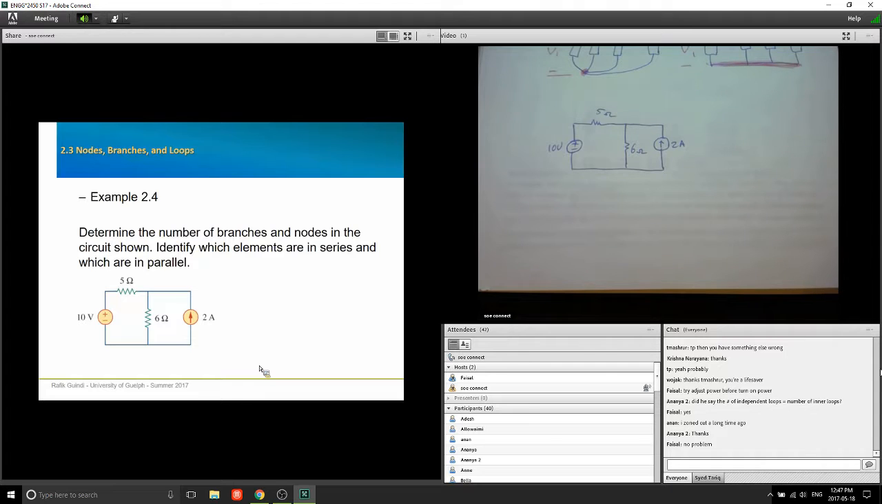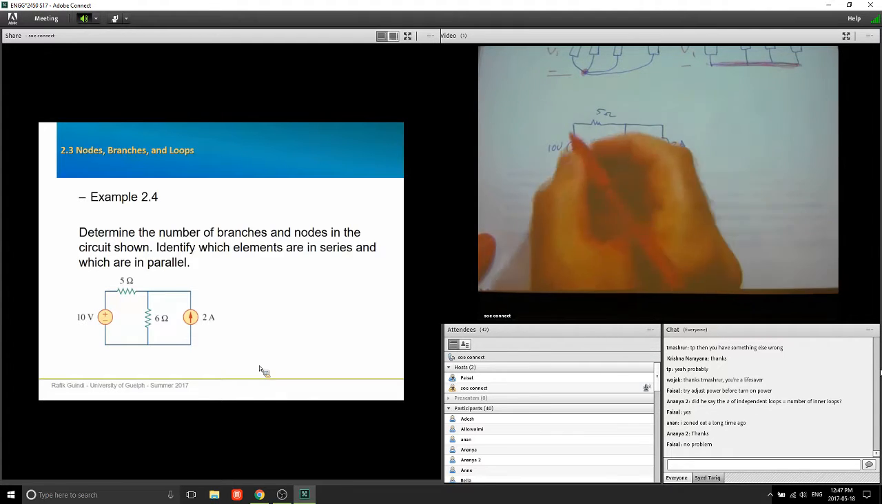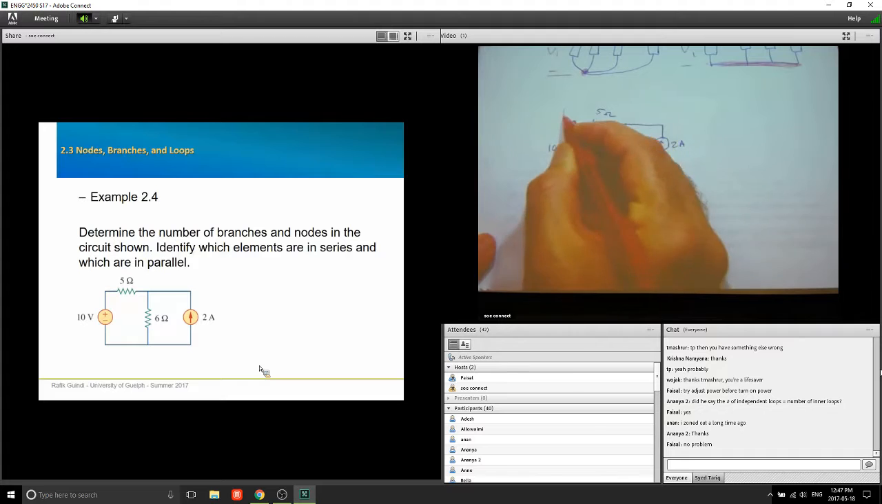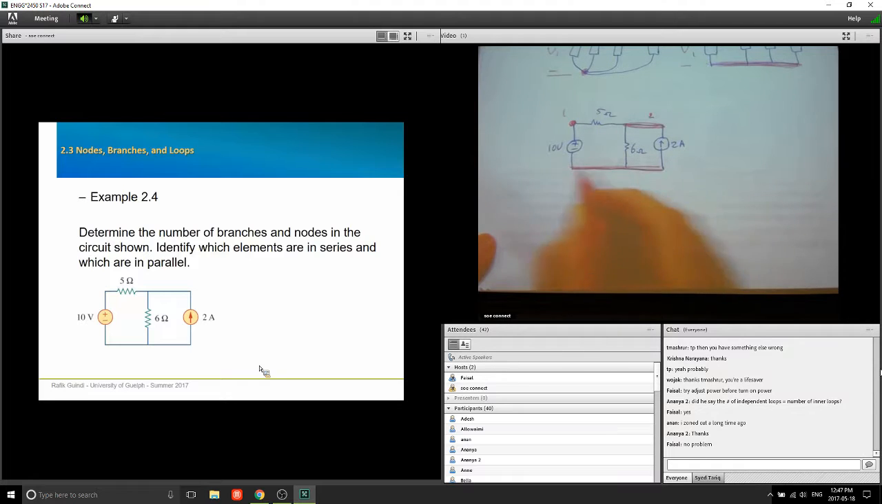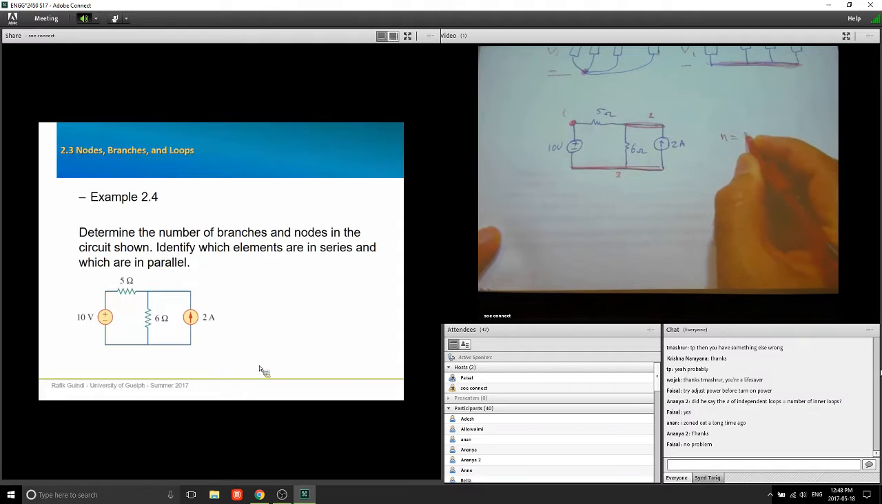Let's start with the nodes. How many nodes do we have? This is one node here, right? These together form one node. That's node 2. And all of that is one node. Okay, 3 nodes. So n equals 3.